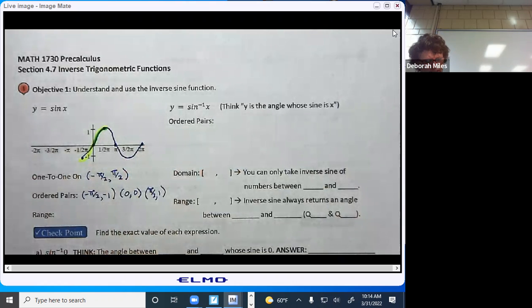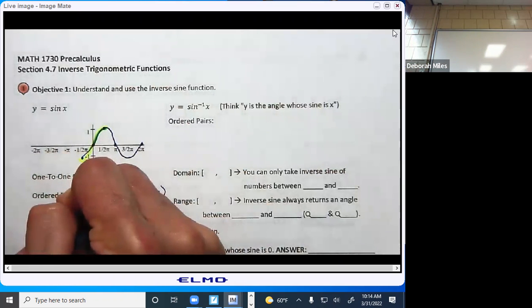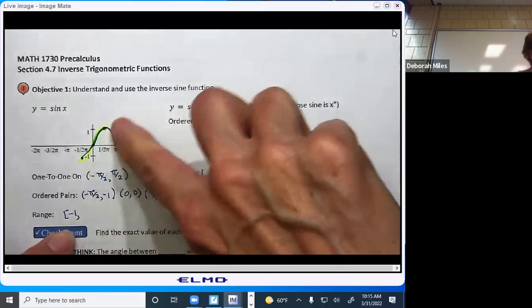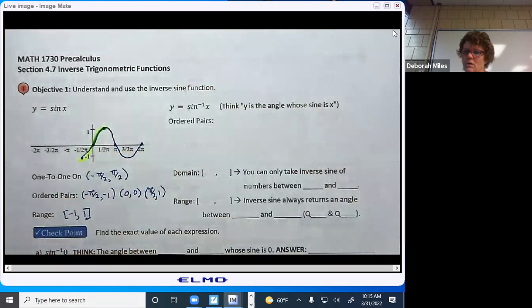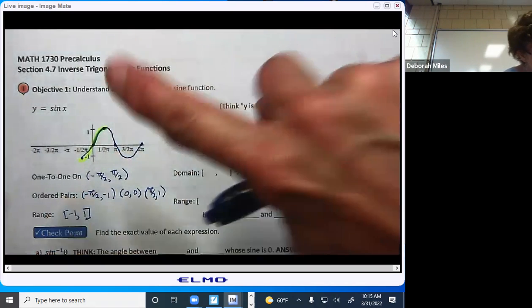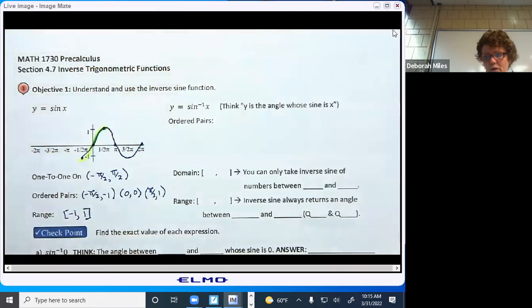What's the range of sine over that interval? The lowest y value on that interval is -1. The highest y value on that interval is +1. So those are some of the things that we know about sine, the graph of sine, and we've just highlighted one interval over which sine is 1 to 1.